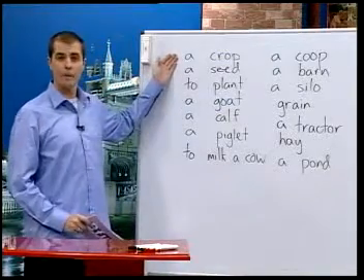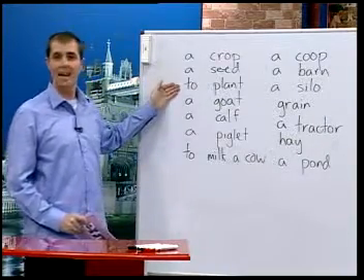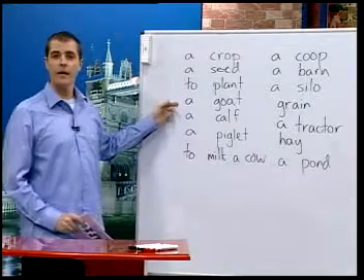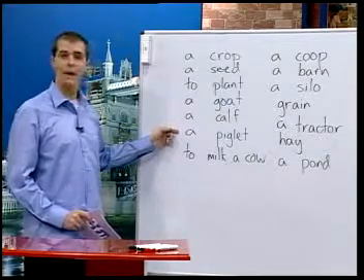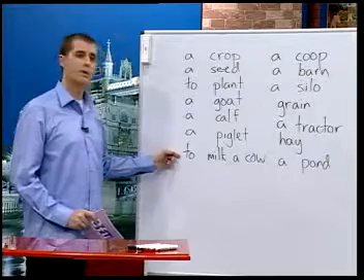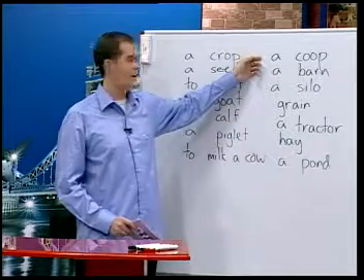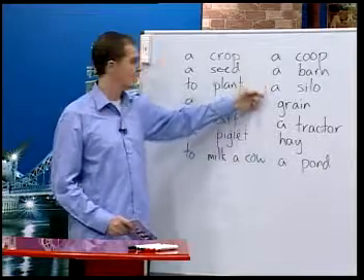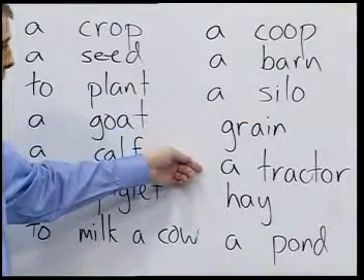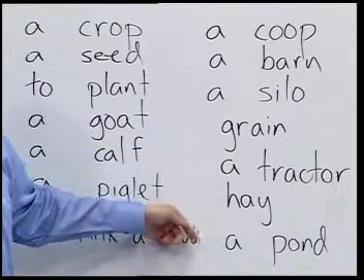So let's repeat these words. First we have a crop, a seed, to plant, a goat. Here is a calf, a piglet, to milk a cow, over here, a coop, a barn, a silo, grain, a tractor, hay, and a pond.